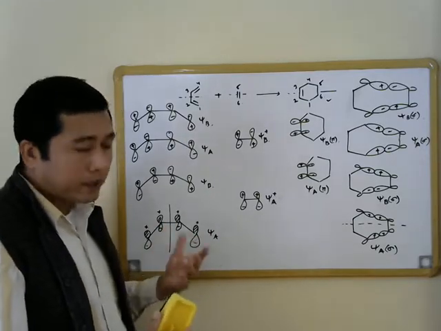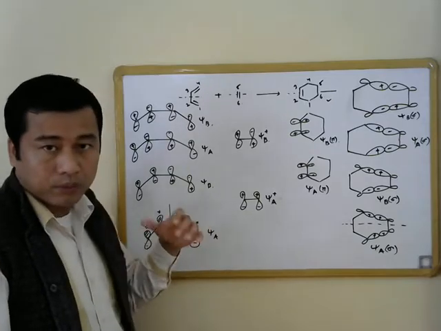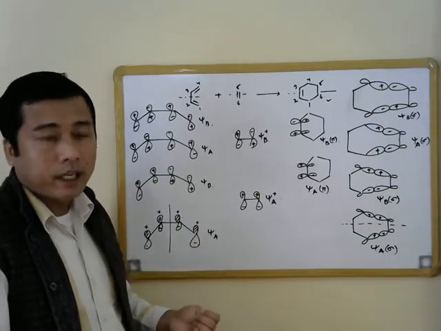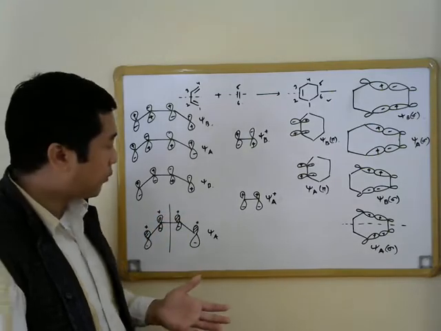Now we will draw the orbital correlation diagram, and for that we have to draw the energy of these molecular orbitals in order of their energy, and then we will also have to distinguish between bonding and anti-bonding molecular orbitals.